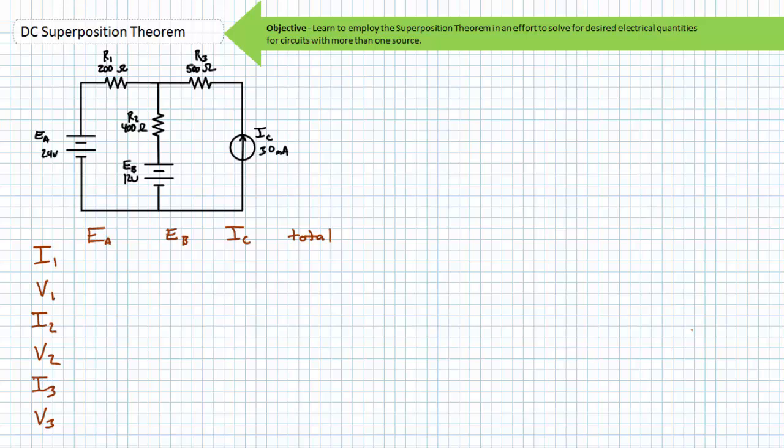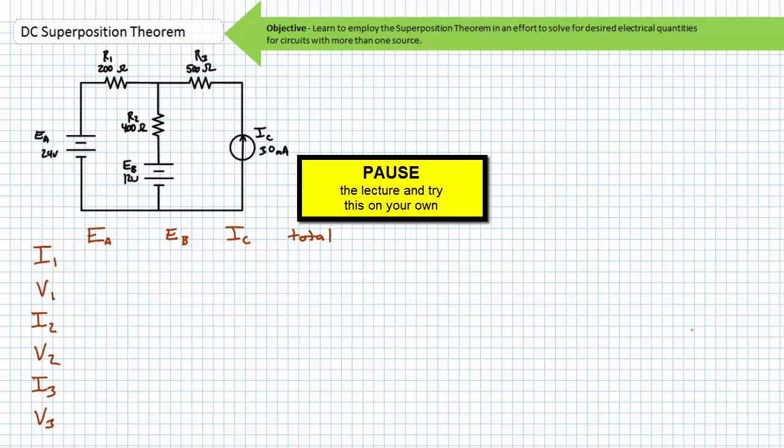Okay, one more illustrated example problem will close up shop and call it a day, provided you get it right. By all means, pause the lecture and take a stab at this. I'm asking you to use the superposition theorem to solve for the voltage drop and the current through each resistive element. In this case, we've got 3 sources. EA is a 24-volt source, EB is a 12-volt source, and IC is a 30 milliampere current source. R1 is a 200 ohm resistor, R2 is a 400 ohm resistor, and R3 is a 500 ohm resistor.